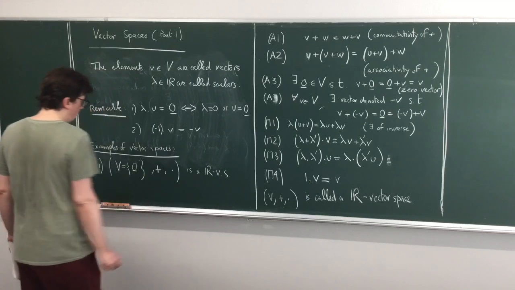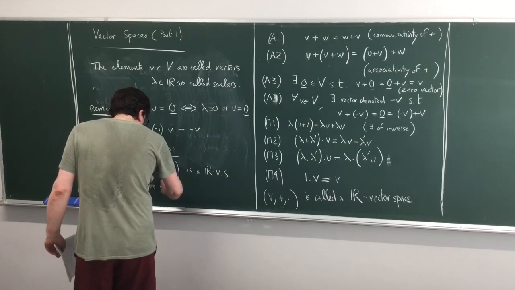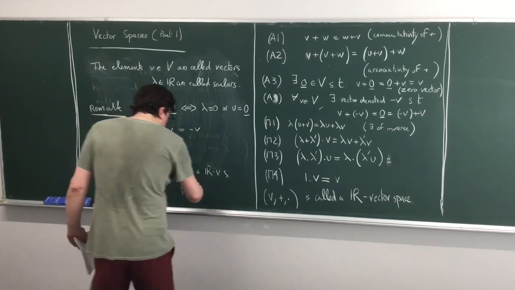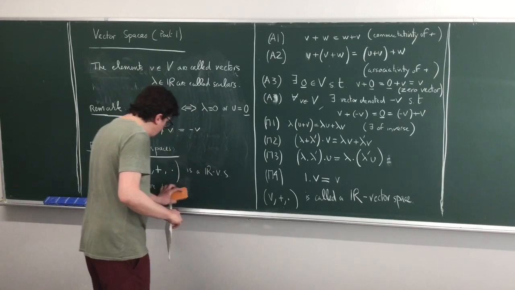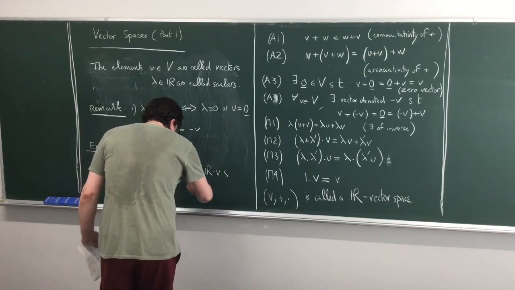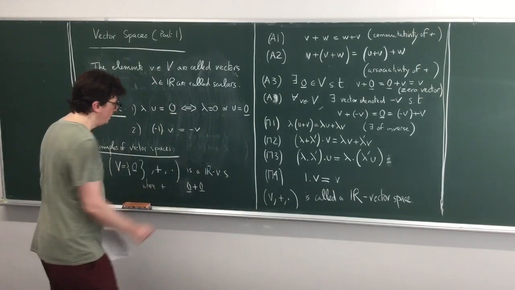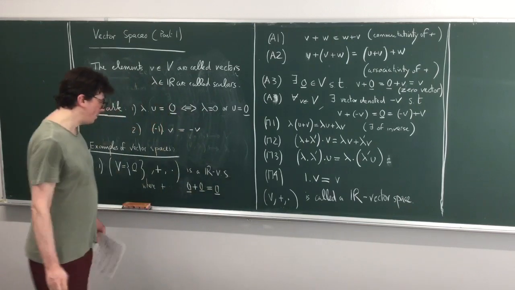Now, what is the operation plus? The plus here will be the operation that sends two vectors to a vector. I just need to define what this is, because there is only one element. So of course, I will set this to be the same element.